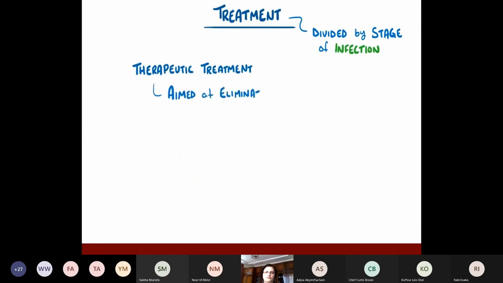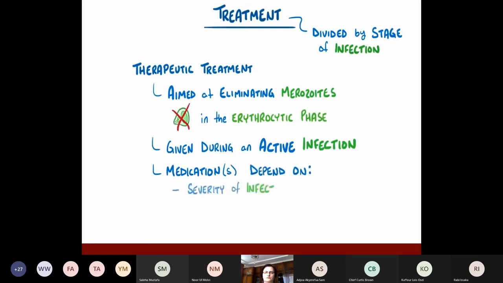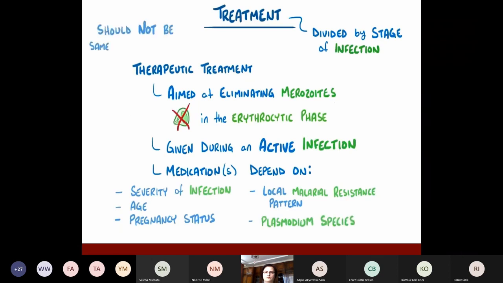Therapeutic treatments aimed at eliminating merozoites in the erythrocytic phase are usually given during an active infection. The exact medication or group of medications used to treat an active infection depends largely on the severity of the infection, the age and pregnancy status of the patient, the local malarial resistance pattern, which depends on the geography, and the Plasmodium species causing the infection. It's also important to not take the same medication to treat an active infection that was previously used as chemoprophylaxis.